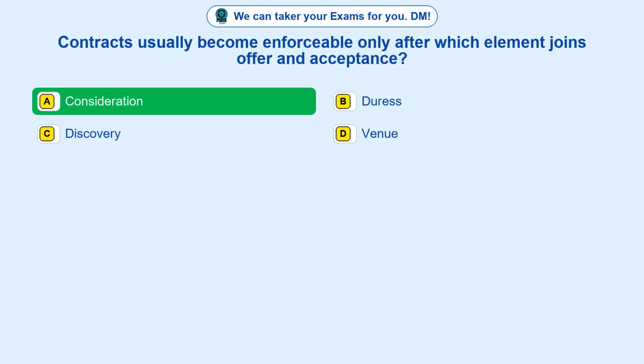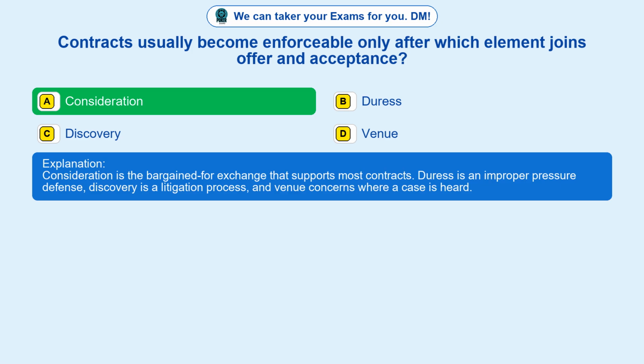Consideration. Consideration is the bargain for exchange that supports most contracts. Duress is an improper pressure defense, discovery is a litigation process, and venue concerns where a case is heard.